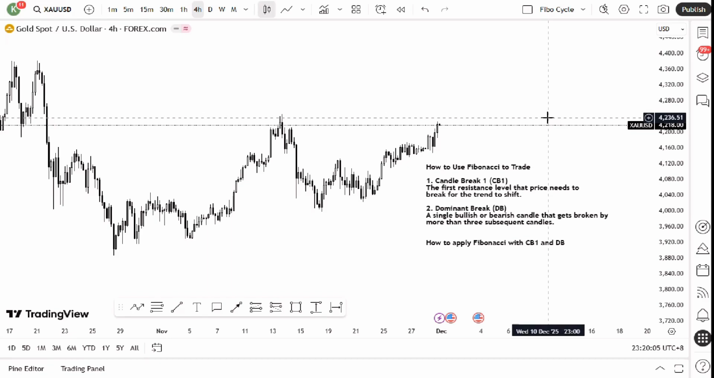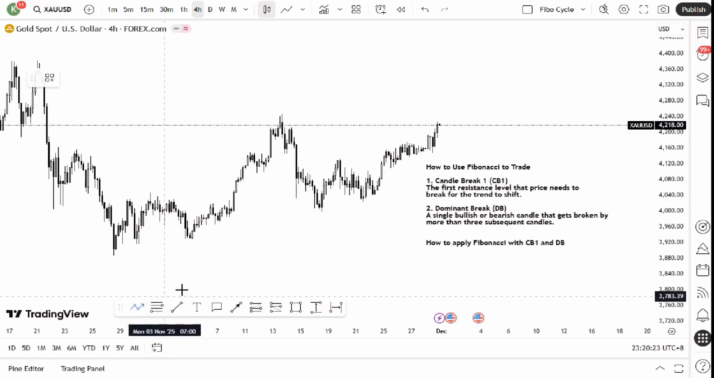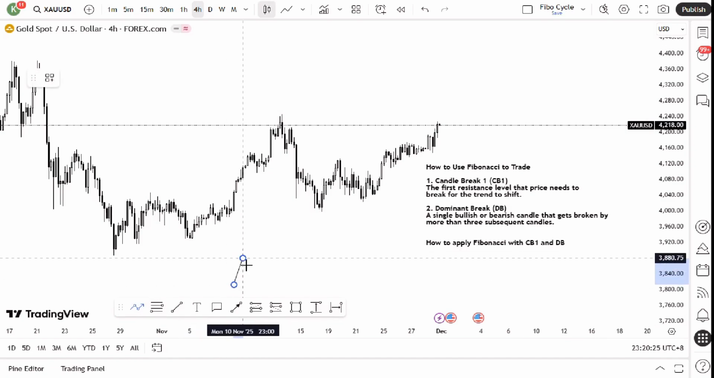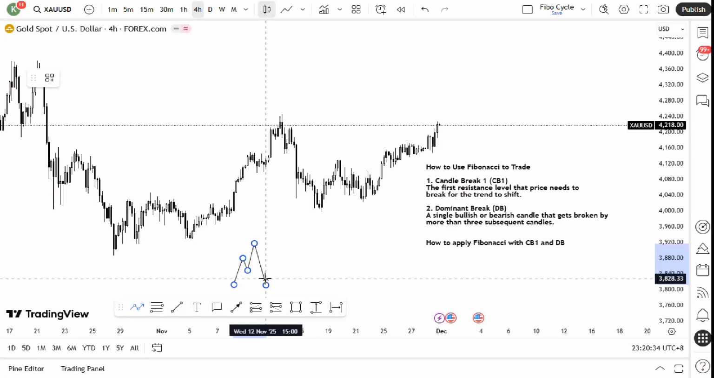So what is candle break 1? What is CB1? CB1 is the first resistance level that price needs to break for the trend to shift. It's the first level which price needs to break for there to be a reversal, for us to confirm that it is a reversal. It occurs when price forms a high, a higher low, a higher high, and then forms a lower low breaking the previous low. This is when a CB1 is formed.